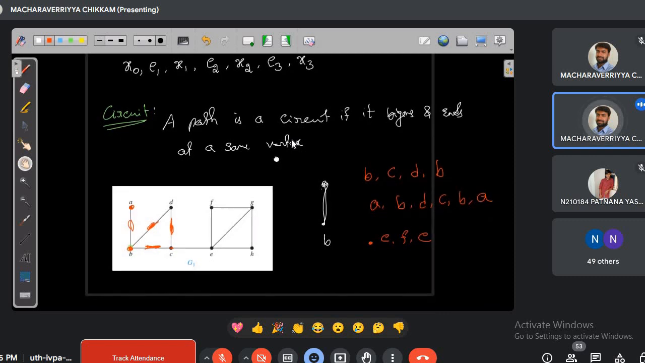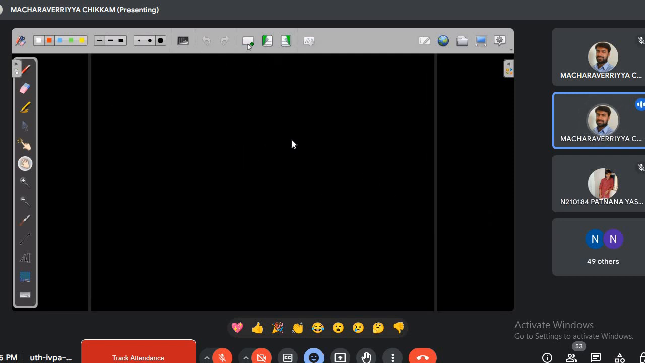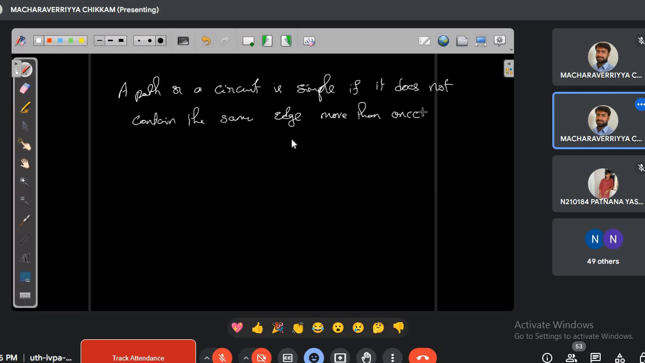Now let us define what a simple path is. We say a path is a simple path if no edge is repeated in the path. So we say a path or a circuit is simple if it does not contain the same edge more than once.